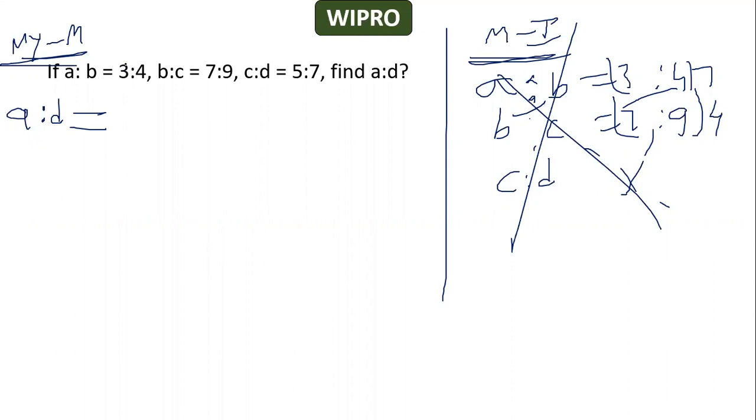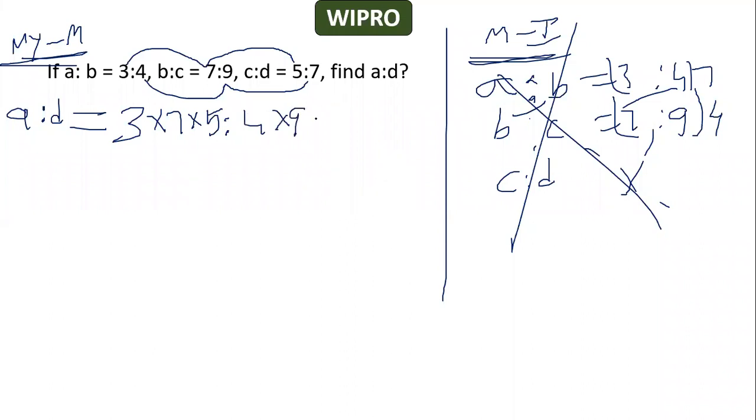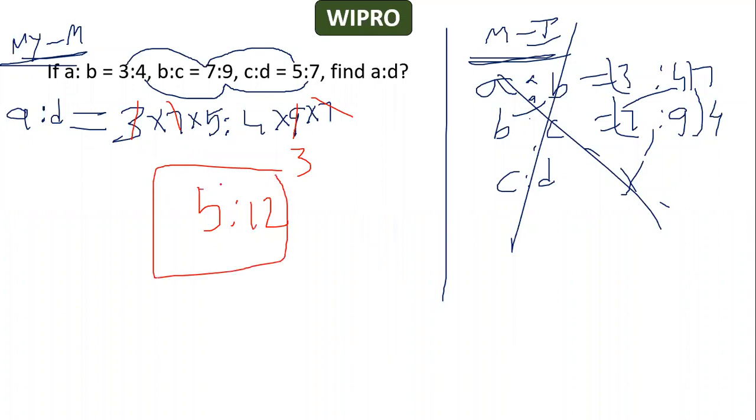First and last: multiply all the first numbers, 3, 7, 5. Those two, don't multiply; I will tell you the reason. Just write with the multiplication symbol, because if you multiply, you lose. Next, the last numbers: 4, 9, 7. Now do simplification. 7 will be cancelled. 3 ones are 3, 3 threes are 9. Now the answer will be 5 is to 2, 4 threes are 12, so 5 is to 12. That's it.